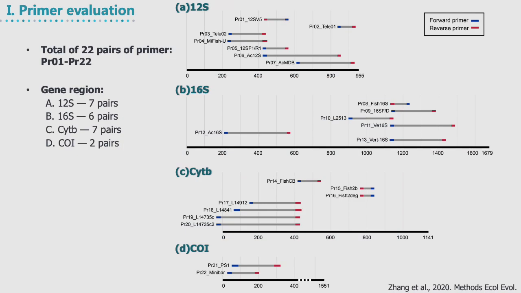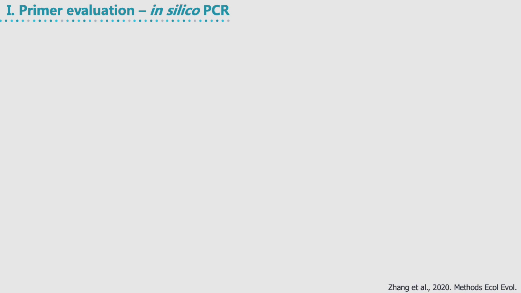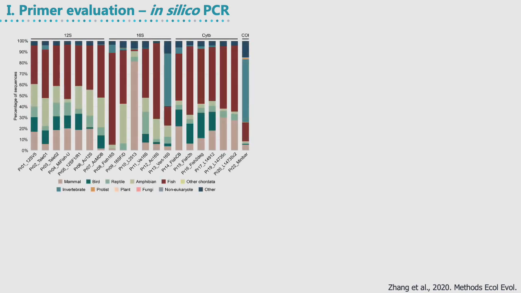We reviewed recently published papers and got a list of 22 pairs of fish metabarcoding primers belonging to 4 gene regions. In silico PCR means using a computer to simulate amplification. The figure shows the proportion of amplified taxa, and red bars refer to fish.